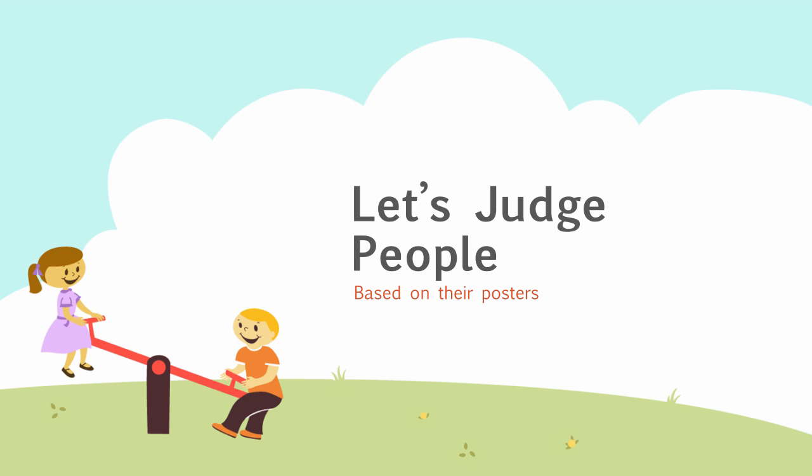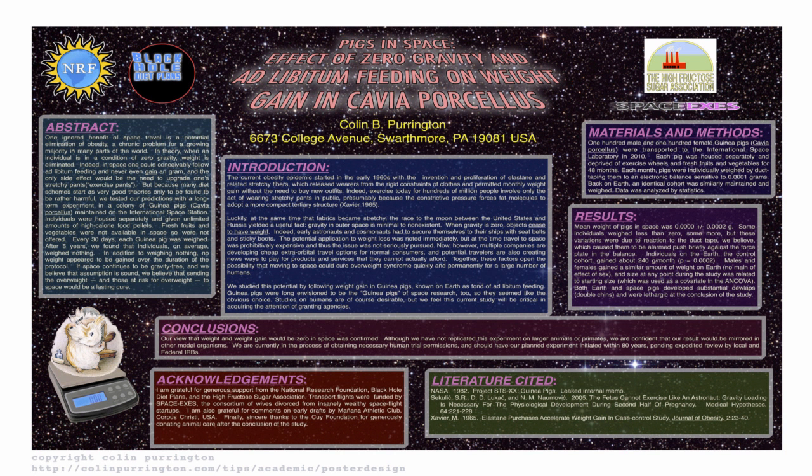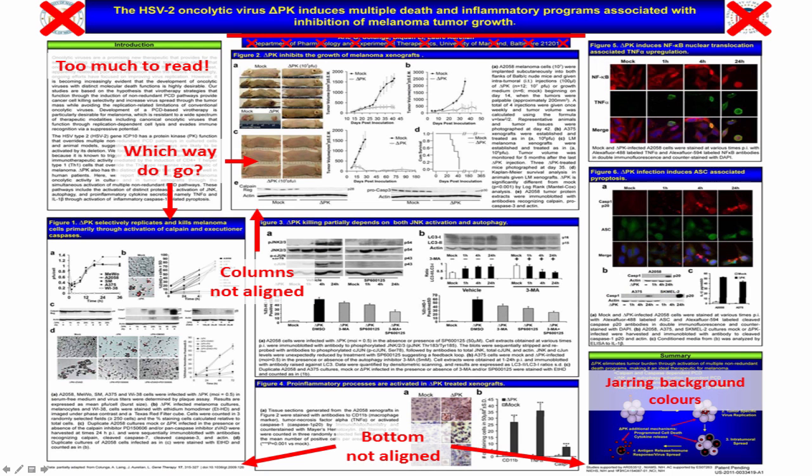So let's judge people based on their posters. Whoa, oh my God, this is terrible. Pigs in space, the effects of zero gravity and blah, blah, blah. And so you look at this and you think, my God, this is terrible. There's so many colors. There's so many different fonts. Why is that background so difficult to read? Why did none of the boxes line up on any kind of grid pattern? Why is that hamster morphing into something else over here? I don't even know.